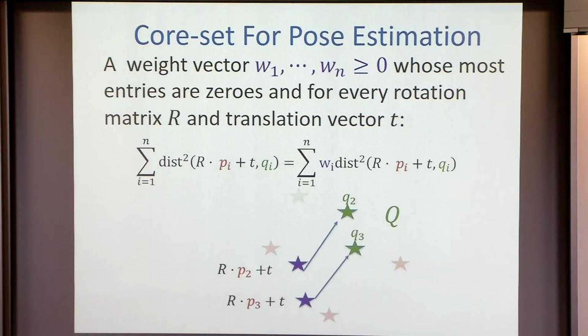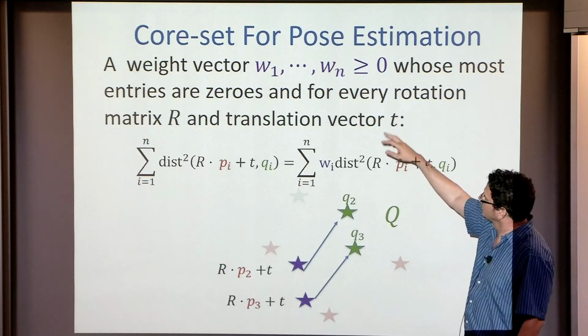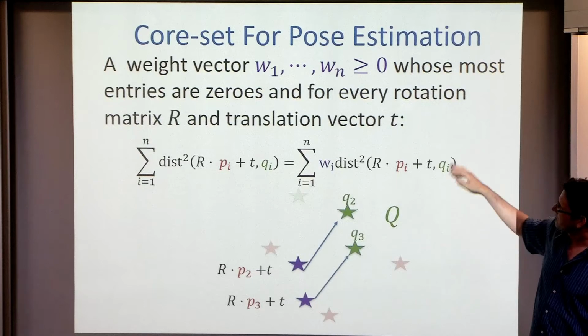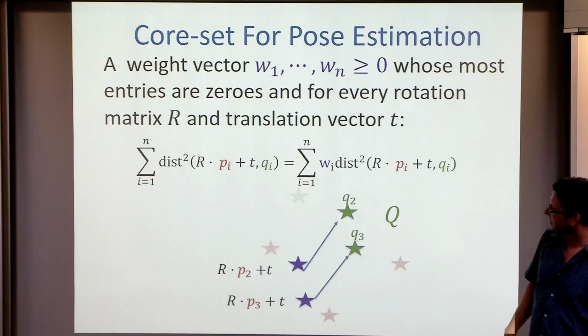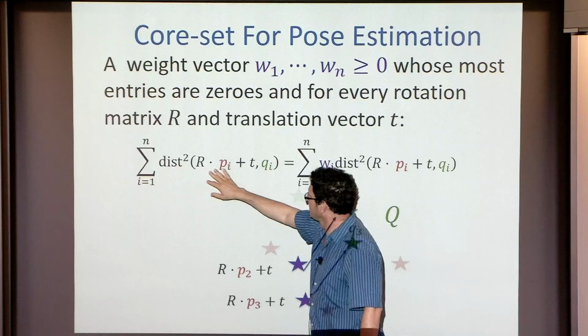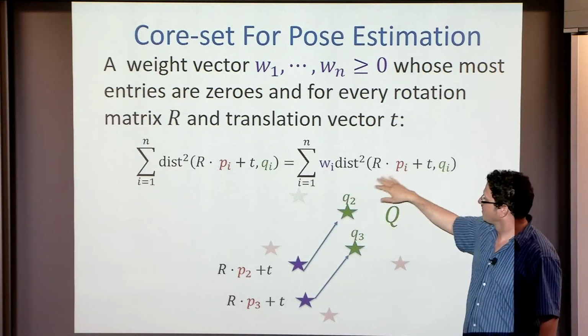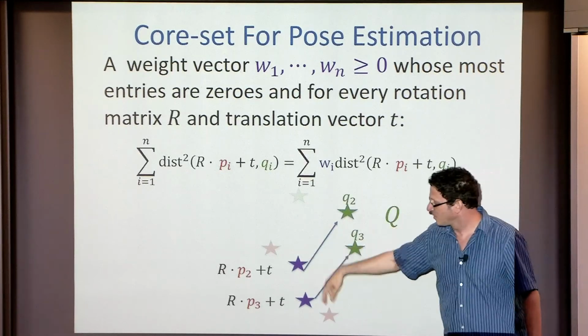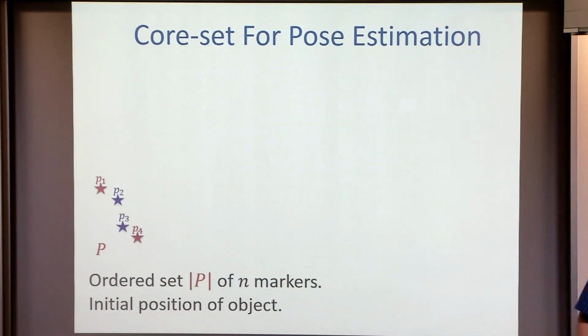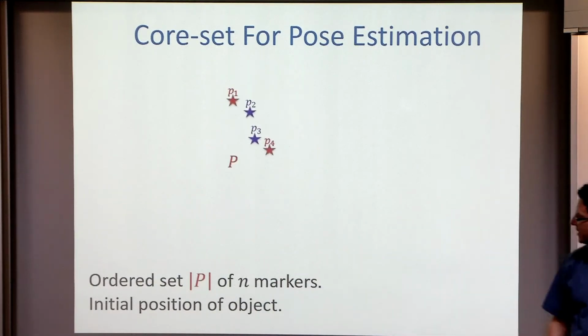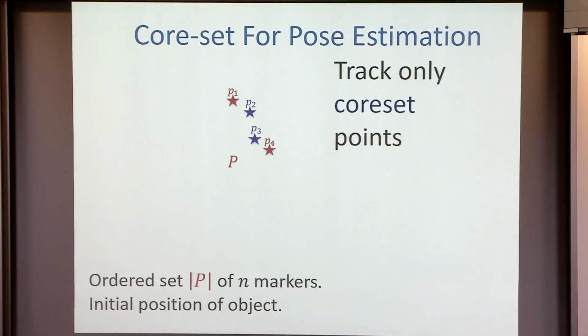The way that we define a coreset for this pose-estimation problem is a weighted vector whose weight vector has most entries equal to 0. And for every rotation matrix R and translation vector T, the sum of squared distances for the original points to the observation is the same as the weighted sum over just a small subset of these points. In real time, instead of tracking all the points, we just track the coreset. And that's how we can solve all these very hard problems, including the permutation problem, in real time.